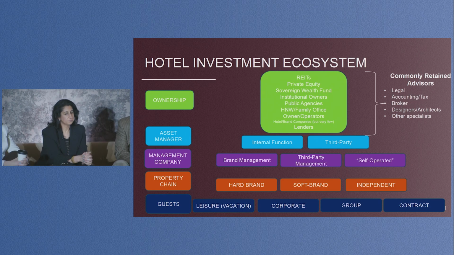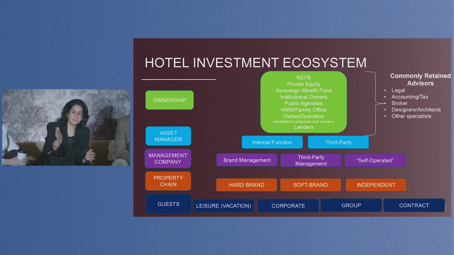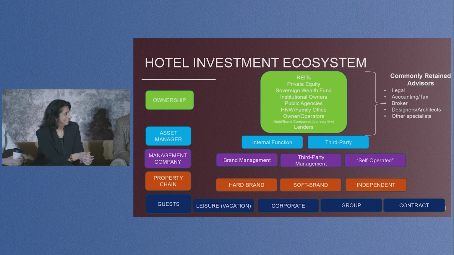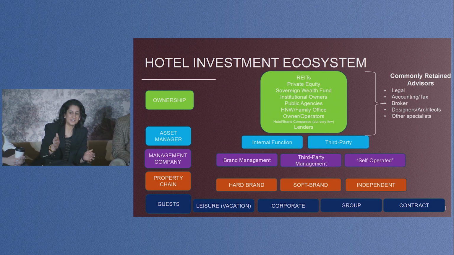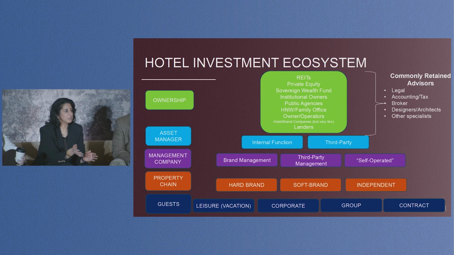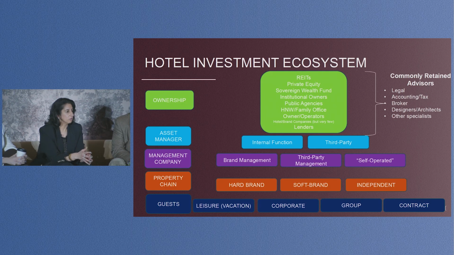Great, thank you. Did you mention the commonly retained advisors on the side? Mostly ISHC members, so I like to make sure we call those out. Thank you. Yeah. So legal, accounting, broker, designers, and other specialists are often and should be retained. I will note the more complicated your green boxes are, the more legal you typically need, more accounting and tax.